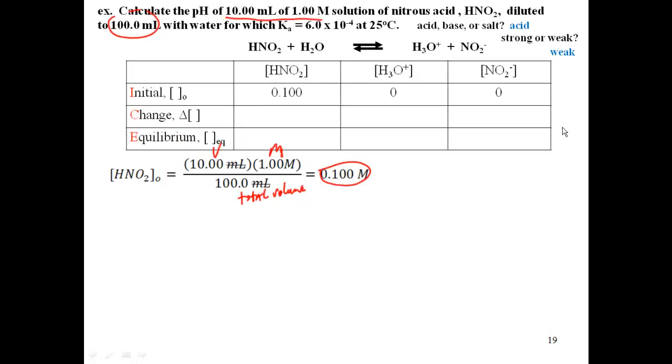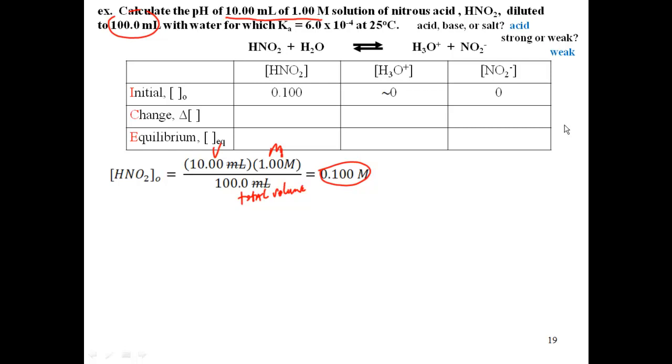Set up my ice table. I have my initial, my change, and my equilibrium. I've got my initial 0.1, I've got 0 hydronium, but I'm going to go ahead and add that little approximate sign because once again I'm assuming that water is negligible so I can get rid of it. And 0 for my nitrite.